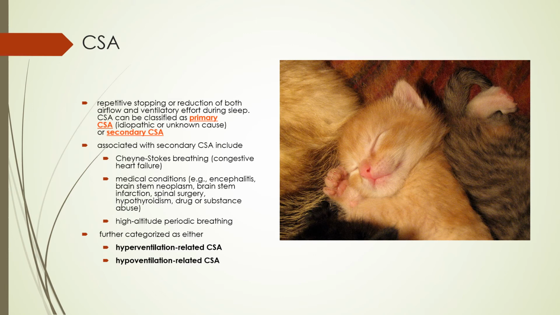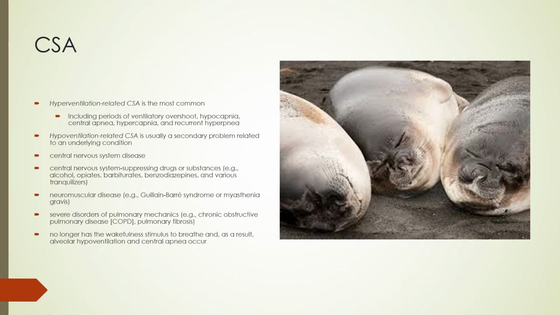So you can either have hyperventilation-related CSA or hypoventilation-related CSA. Hyperventilation-related, I think we go into it on the next slide. Yes, we do. All right, hyperventilation-related is most common, and that's the one where you have respiratory alkalosis, so they hyperventilate. Right, they've seen a ghost. That's a classic example I always use. Right, they hyperventilate. And what happens when you hyperventilate?